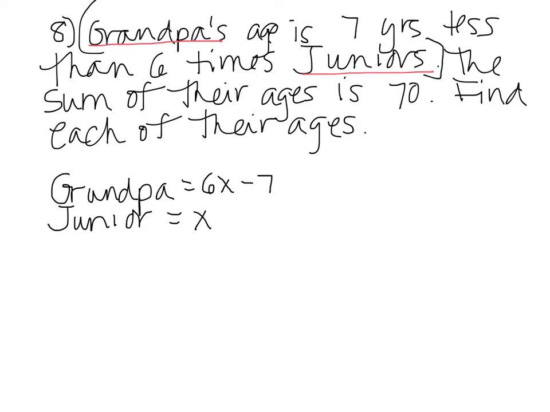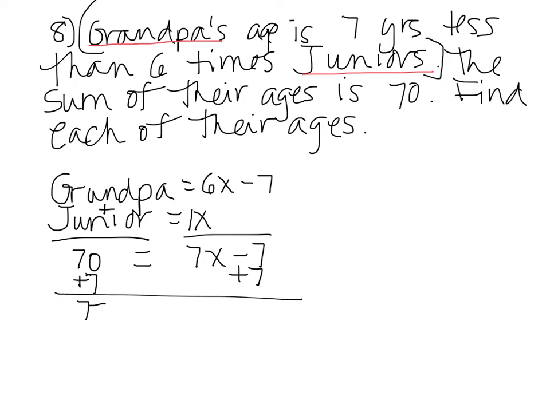The other thing we know is the sum of their ages is 70. In other words, if I add Grandpa's age to Junior's age, it is 70. And since I have a variable expression for each of these, I'm adding the variable expressions together. Grandpa is 6x minus 7. Junior is 1x, or x. So I'm adding 6x minus 7 plus 1x to get 7x minus 7. Now I solve.